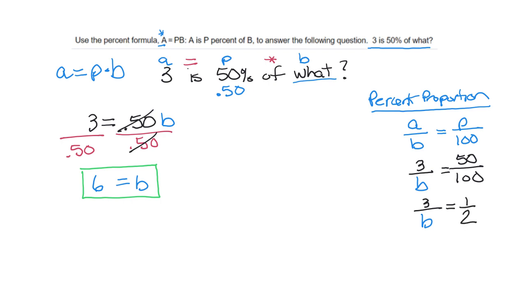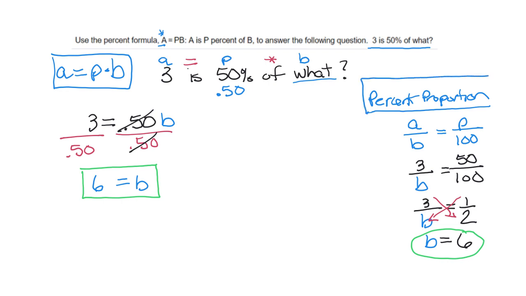And from here, we can do what's called a cross product. 1 times B and 3 times 2. Now, once we do that, B times 1 is B, and 3 times 2 will give you 6. So we're still going to get the same result here where the base is equal to 6 using the percent proportion. Two different ways to work the same problem. Percent equation is a direct translation of the question into an equation, or you can do the percent proportion and solve it that way.